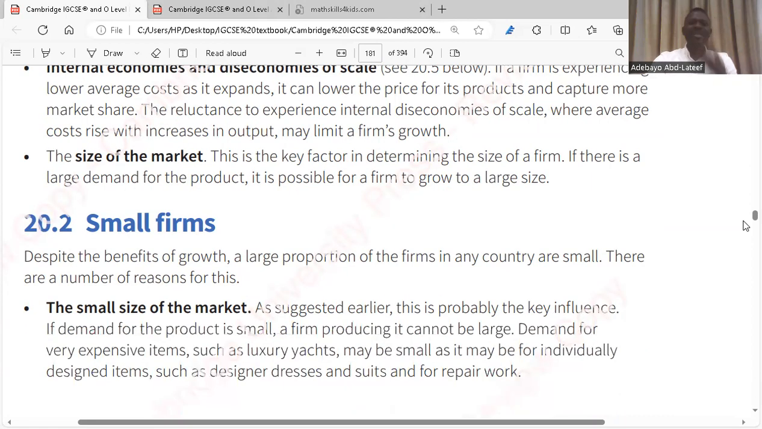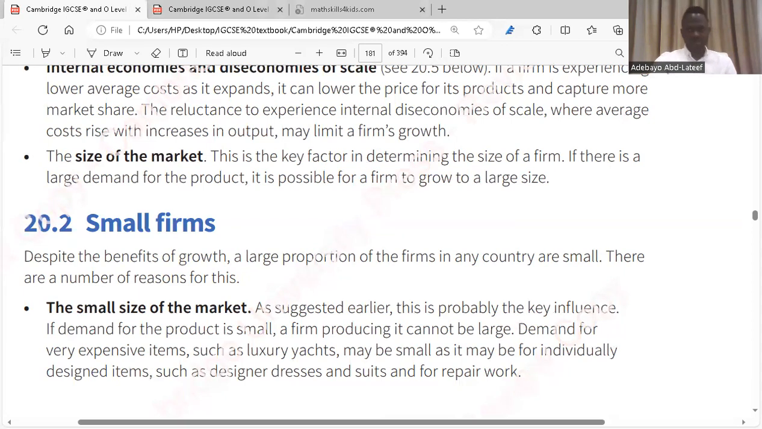And the last one, the size of the market. This is a key factor in determining the size of a business. If there is a large demand for the product, it is possible for a firm to grow to a large size. If you have large numbers of customers demanding your product, that would become an incentive for you to produce more on a larger scale. As a result, you become bigger. So some firms become bigger based on an increasing demand for their products. Is it clear?